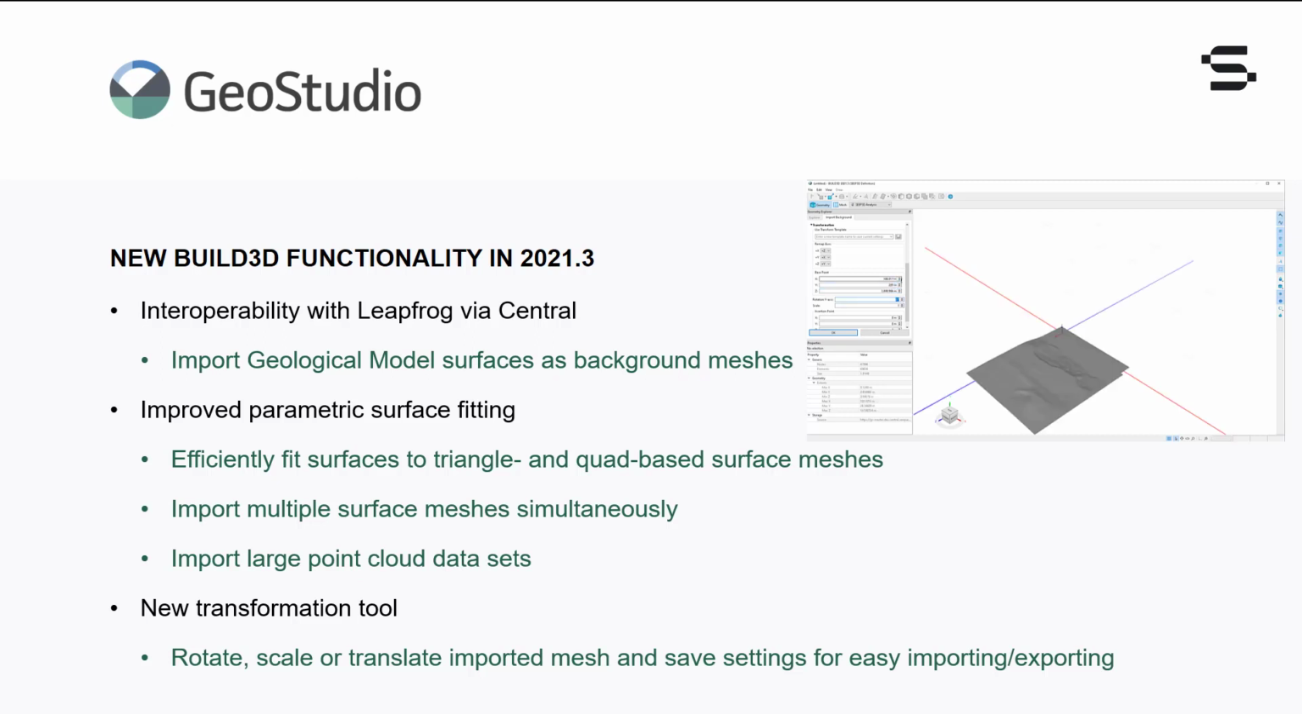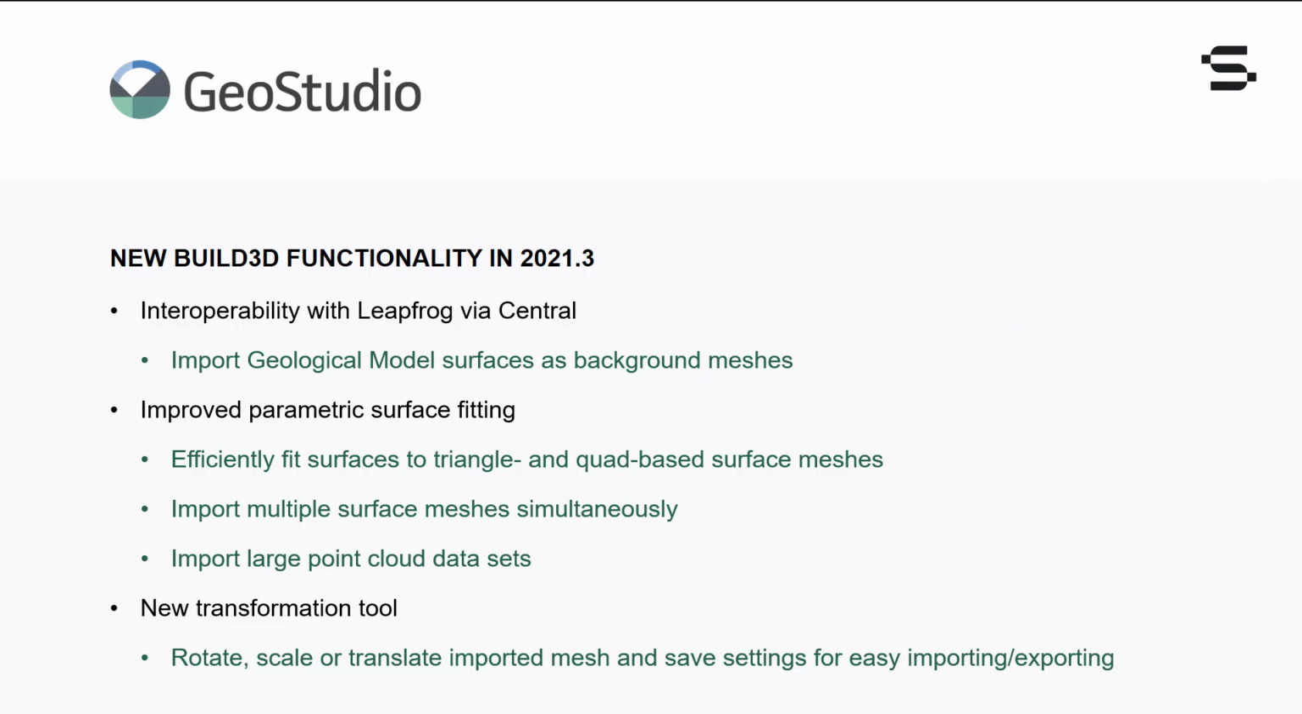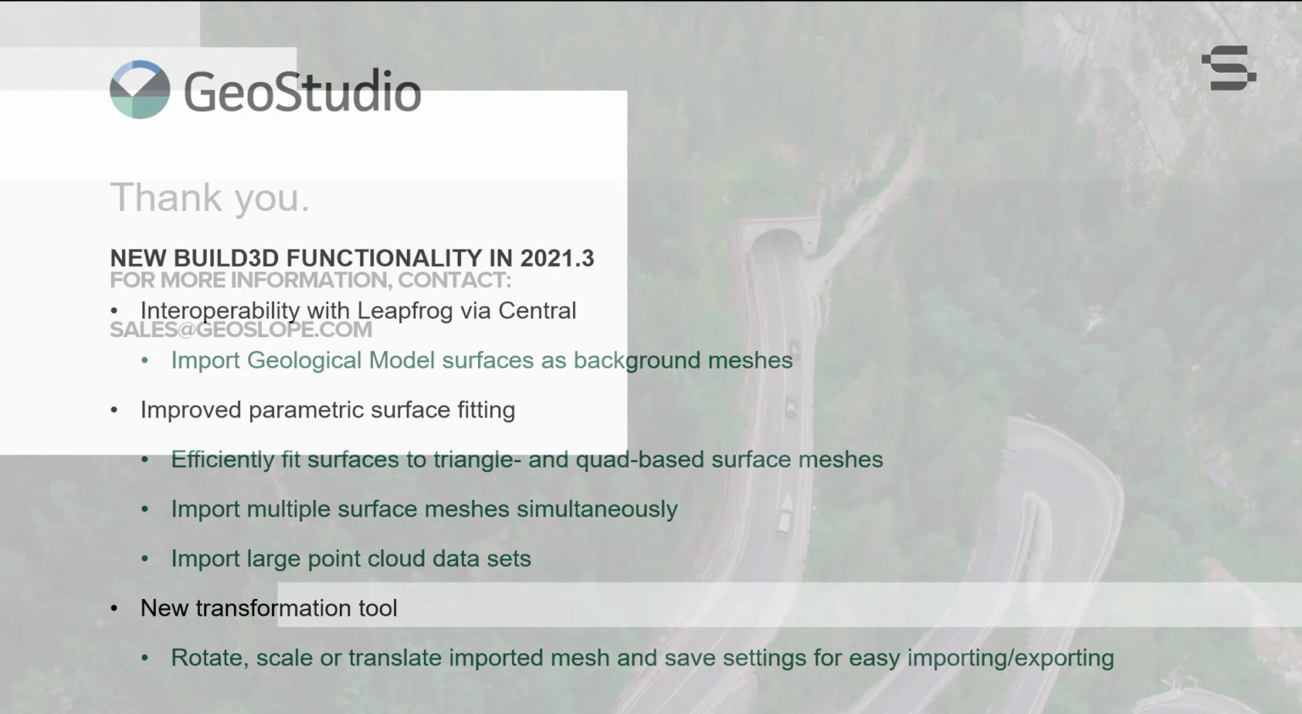Transformation settings can be named and reused when importing additional data from the same source location. When exporting surface meshes and STEP file geometry from Build3D, the inverse of a named transformation can be applied, so the exported Build3D model will be transformed to the original coordinate system.